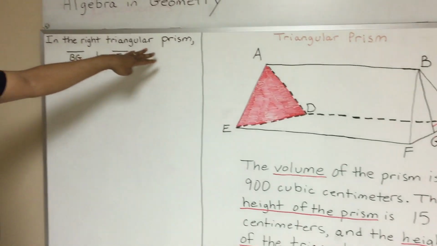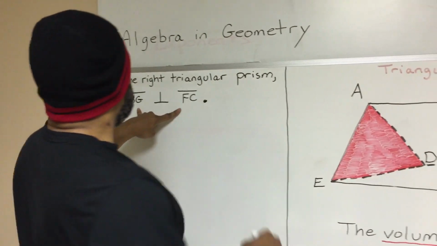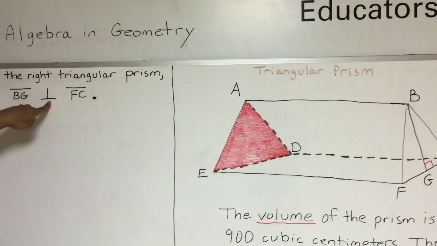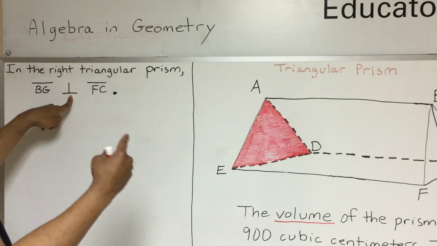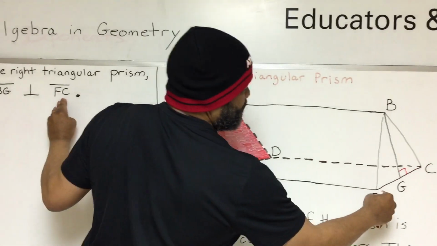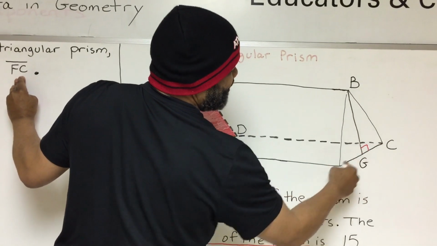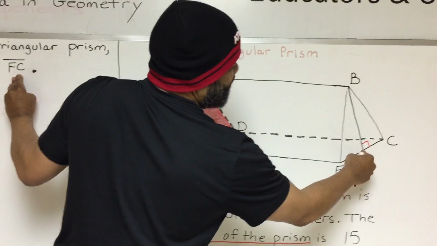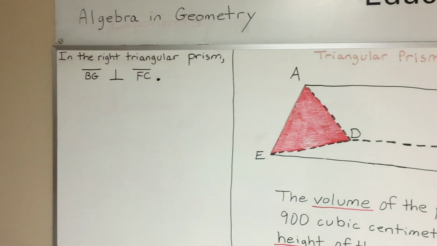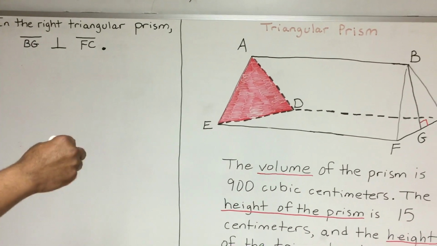In the right triangular prism, segment BG, B down to G, is perpendicular to FC. Perpendicular means it connects at a 90-degree angle, like a doorway. So this line comes straight down and, when it hits FC, it's a 90-degree angle. That's why you see the red box right there. That means it hits it perfectly at 90 degrees, straight up and down. Here's the problem.